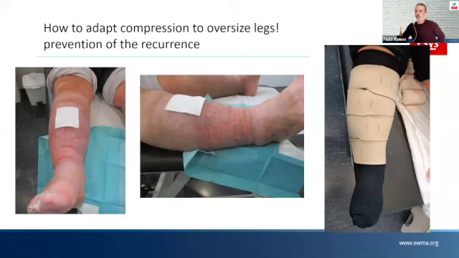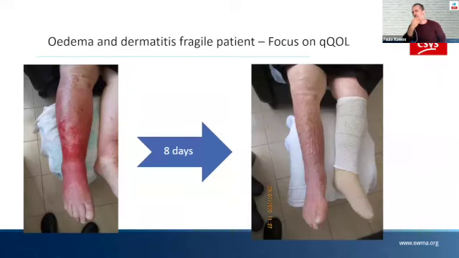And of course, for prevention of recurrence, because the patient is very obese, to prescribe a stocking to this leg, it should be a thick, flat-knit one, and it's very difficult to put on that kind of stocking. So we recommend the wrap system, and the patient now has the opportunity, with this one, to prevent the recurrence of the ulcer.